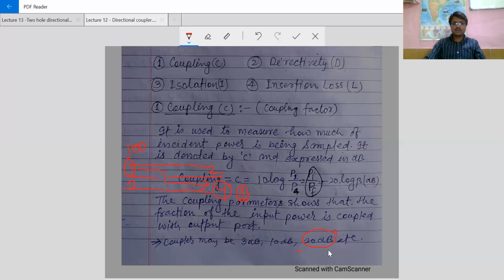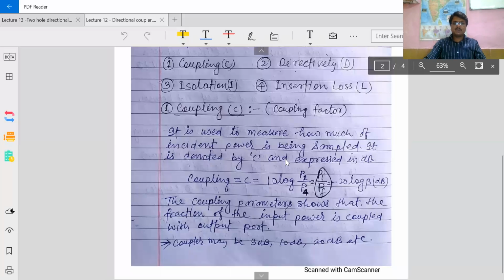this is 20 dB. So coupling factor is a very important parameter to define the directional coupler, because it is used to measure how much of the incident power is being sampled. So 20 dB coupler, 30 dB coupler, like that.